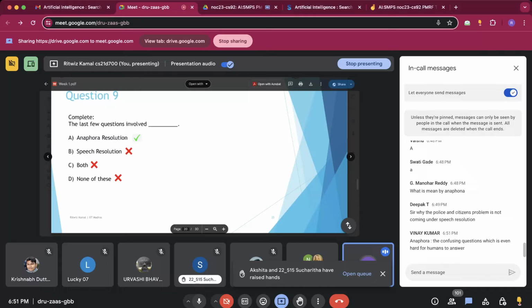Okay, so one of your friends has supplied a definition. You can check whether this is the same definition that you get.